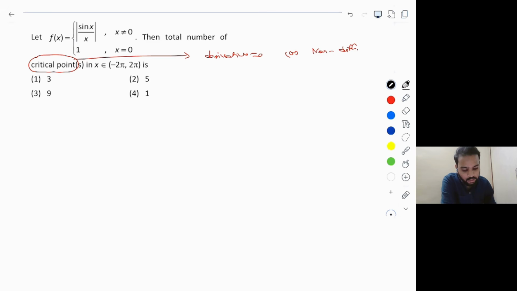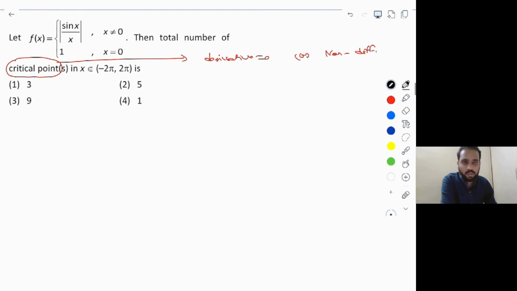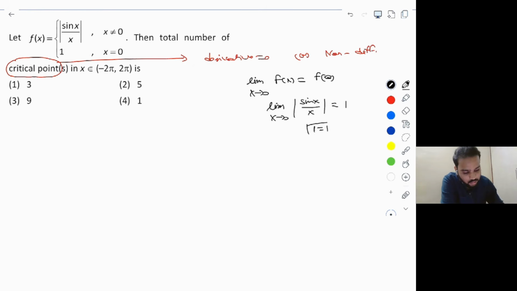Since the function is a piecewise function and it is changing definition at x equal to zero, I'm going to check for continuity, obviously. So limit x tends to zero, f of x is equal to f of zero or not, I'm going to check that. Limit x tends to 0, f of x is modulus of sin x divided by x, which is equal to f of 0, already given as 1. But we know that limit x tends to 0, mod of sin x by x is 1. So we get 1 is equal to 1. Hence it is a continuous function. Okay. So I have verified continuity.